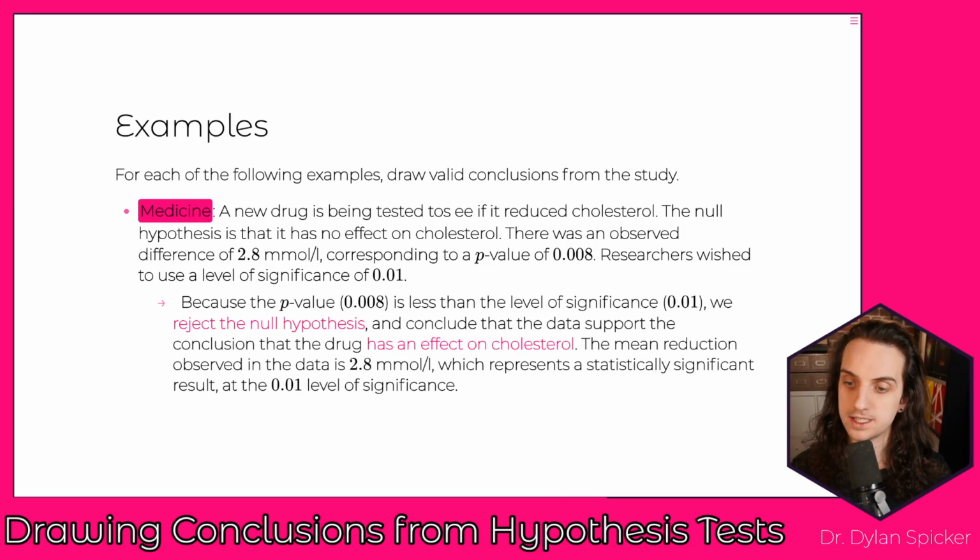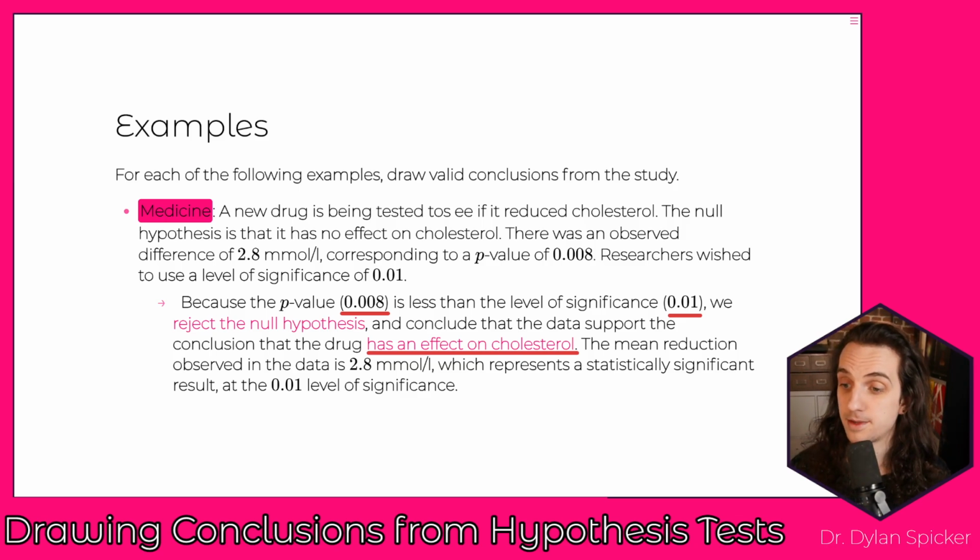For example, we might say something like, because the p-value, which is 0.008, right, so we're providing the p-value here, is less than the level of significance, 0.01, we reject the null hypothesis, and include that the data support the conclusion that the drug has an effect on cholesterol, right? So we've tied it back to the exact scenario here.